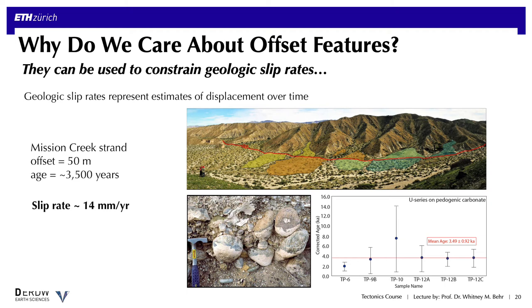So this is rinds of carbonate that precipitate around the bottom of clasts of especially arid region alluvial deposits once they've stabilized and started to form a crude soil. So hence the term pedogenic carbonate here. And you can scrape off bits of those carbonate rinds and date them with uranium series methods. In this case, it told us the alluvial fans that were offset here were around 3.5 thousand years old. And that combined with a measured offset of 50 meters gave us a slip rate of around 14 millimeters per year for this strand of the San Andreas fault.